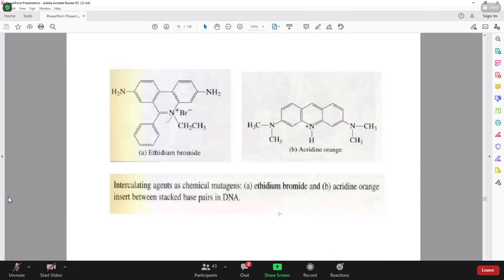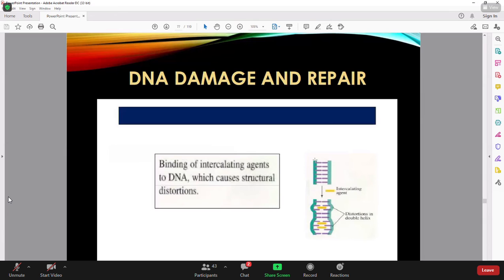Okay, so this is the structure of intercalating agents: ethidium bromide and acridine orange. It can cause mutation by inserting or deleting base pairs. So binding of intercalating agents to DNA can cause structural distortions. Look at this, the structure of DNA is distorted. It changes the structure of DNA, which leads to more problems.